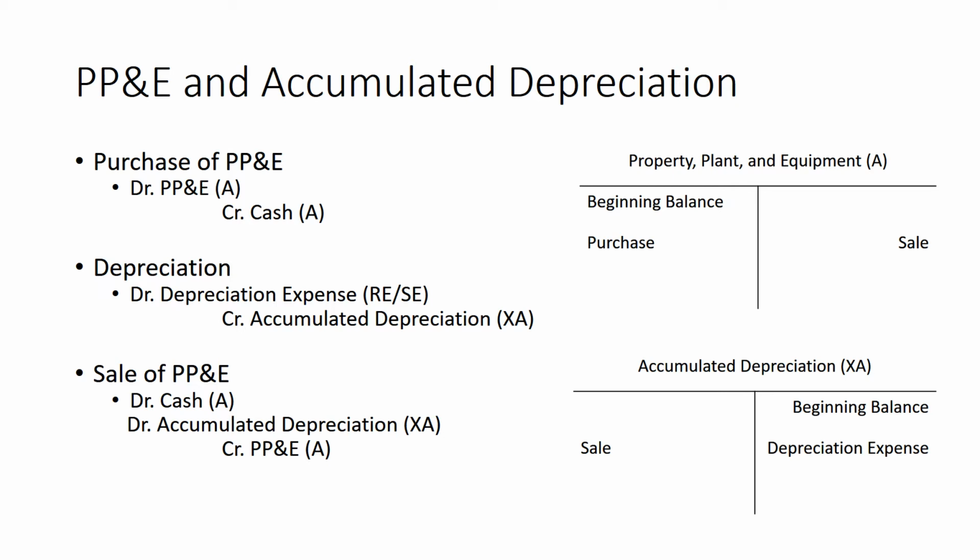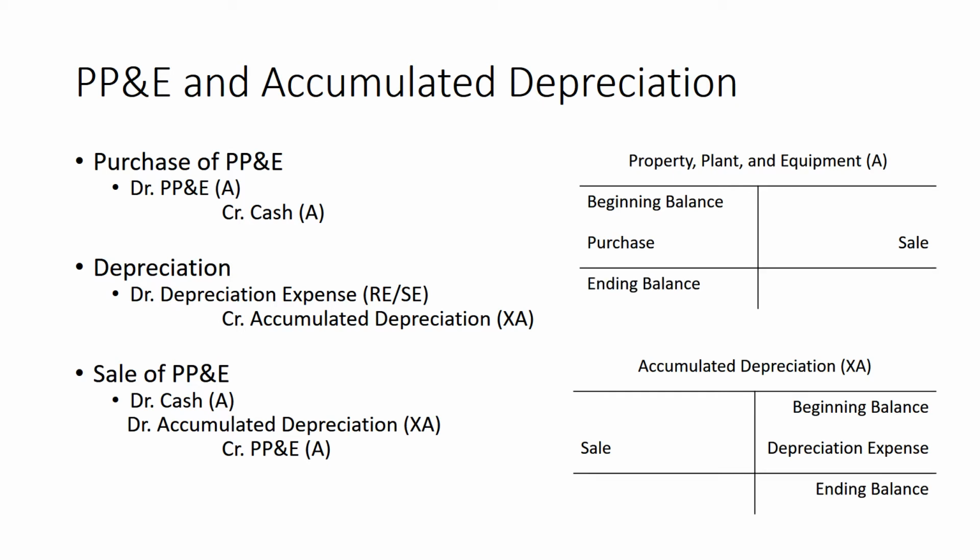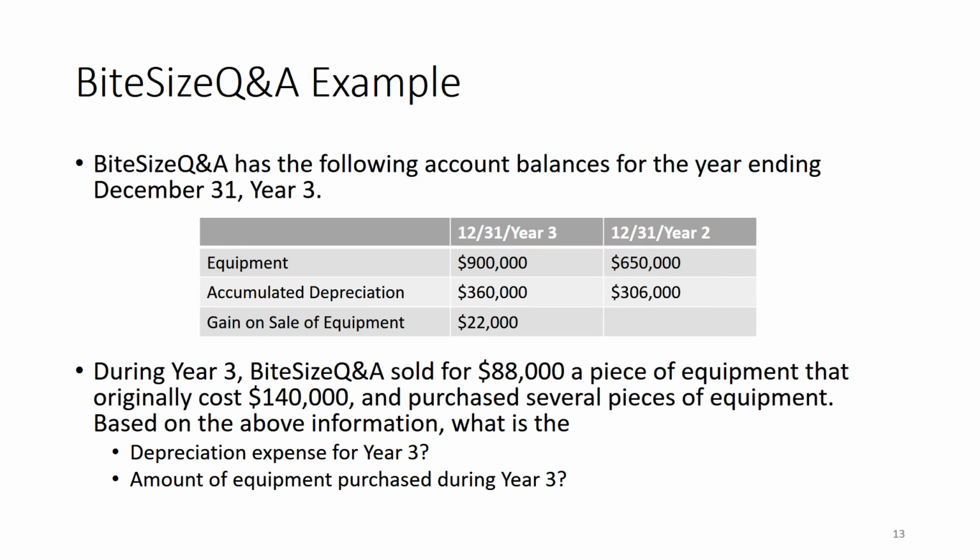So the sale amount for PP&E, when we credit it, goes onto the right-hand side of our PP&E T account. The associated accumulated depreciation gets debited, so the amount gets put on the left-hand side or the debit side of the accumulated depreciation T account. And then we can find the ending balance. Let's work on an example.